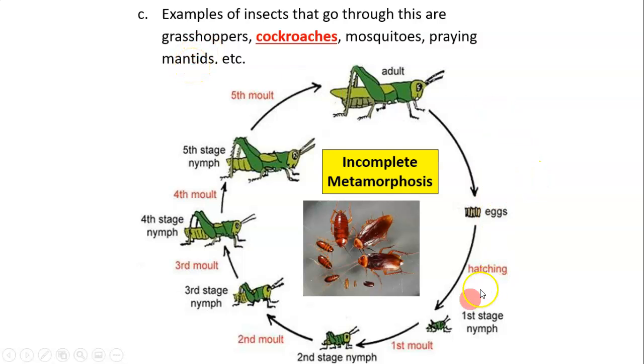And here is a little diagram that shows incomplete metamorphosis. So we have our eggs, and then here's the first stage nymph. Notice it looks like a grasshopper. Then they molt, get a little bit bigger. Okay, they molt, get a little bit bigger. They molt, get a little bit bigger, until they finally get to be an adult where they'll reproduce and start the cycle again.